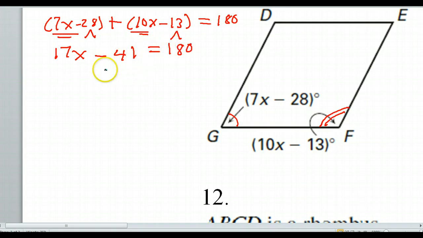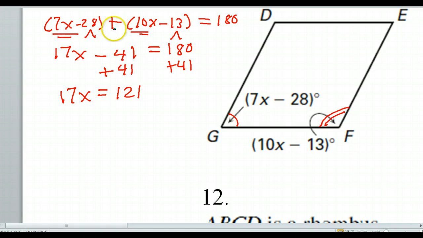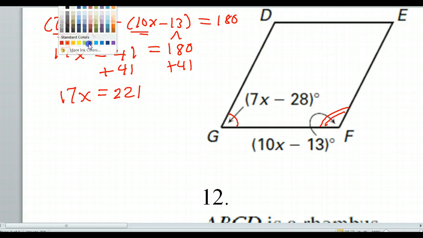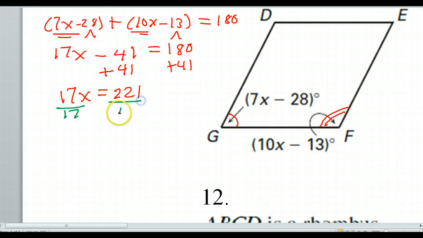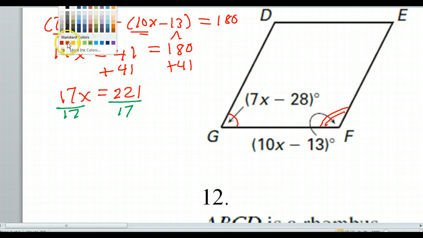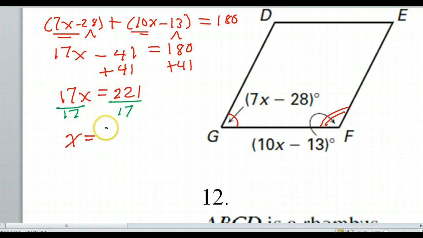So we have this. Obviously, we're going to add 41 to both sides. That's going to give me 17x equals... 121? Wait, what? No, 221. You can't add. What a simple mistake. Then, of course, we have to divide both sides by 17. So that's going to give me x equals 13.